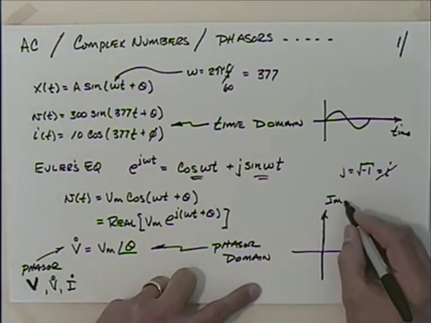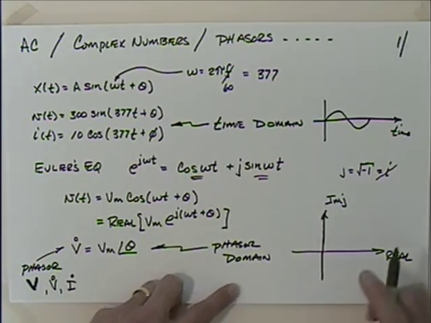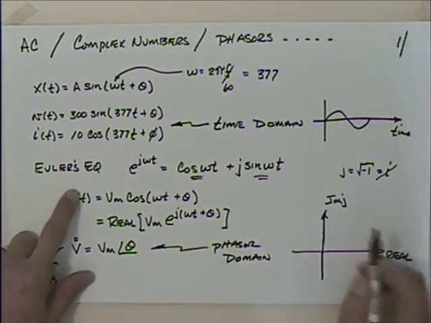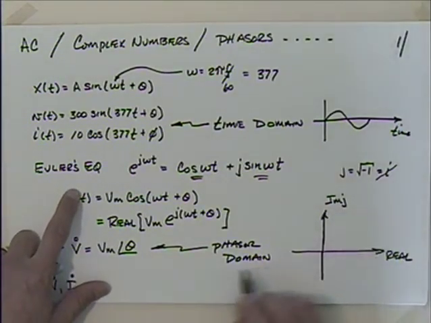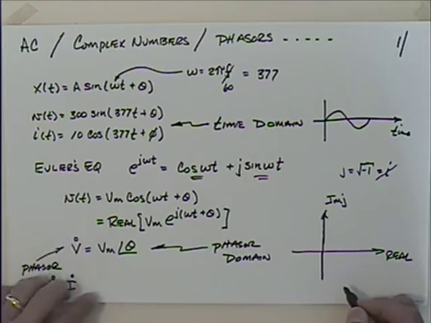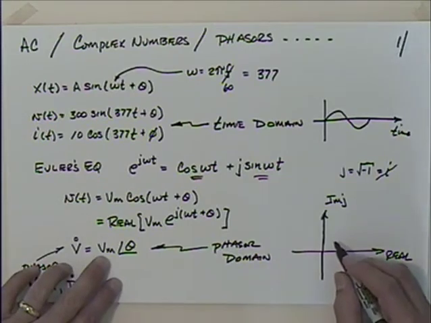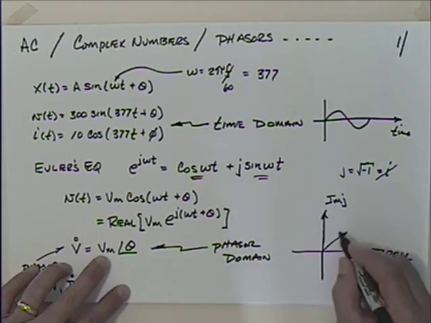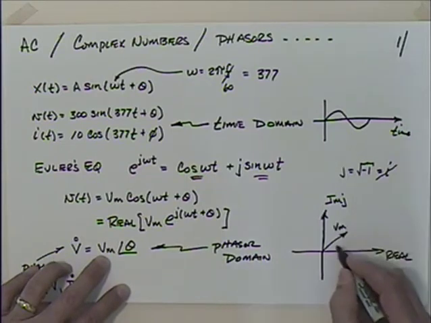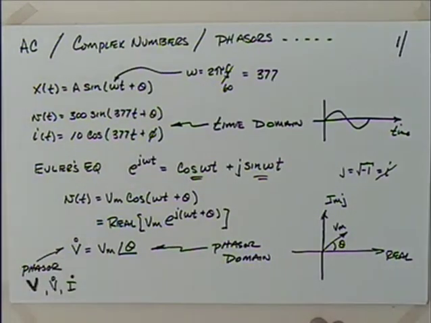Instead of spelling or abbreviating imaginary with a G, I actually put a J. I realize that should be a G for imaginary, but I put a J because that's in the J direction, so that's the imaginary direction. So it would look something like this, with the magnitude Vm at some angle theta.